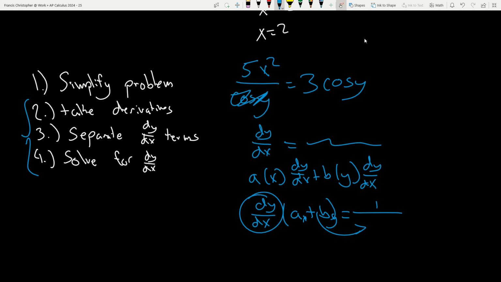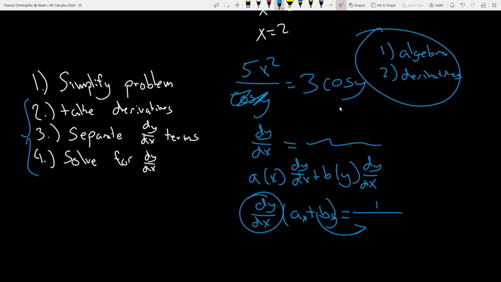The one thing I will say is you do have to be somewhat good at algebra, obviously, and then your derivative rules, because you cannot risk getting confused because the y is going to be confusing for a lot of people. You just have to be really good at your derivative rules. So I suggest practicing these two if you're having trouble with implicit differentiation. And then 5, plug in x, y if necessary.